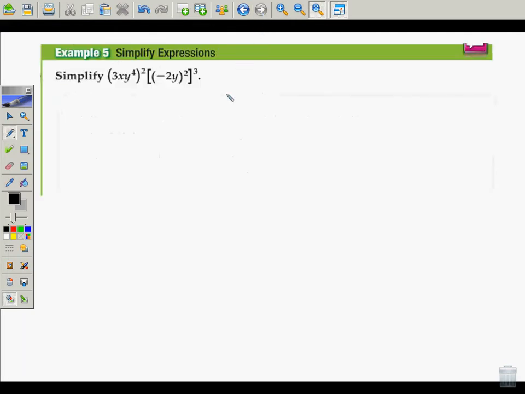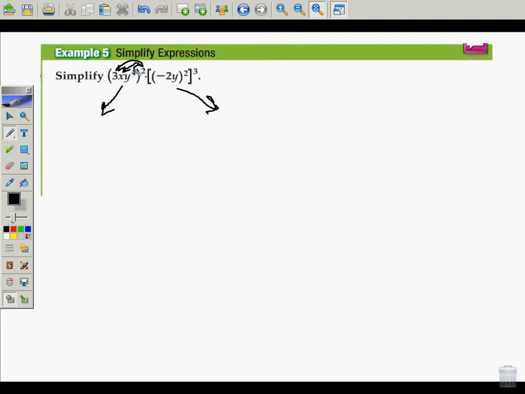So if we look here, this looks pretty messy. We've got the quantity of 3x, y to the fourth, all raised to the second power, multiplied by negative 2y, all raised to the second power, raised to the third power. What I'm going to do is break these apart into two separate pieces, and then I'm just going to multiply them together at the very end. This is probably the easiest way to do it because it keeps you from thinking of too many things at once. So here I have a product being raised to a power, which means I can think of this power being distributed to everything inside the parentheses.